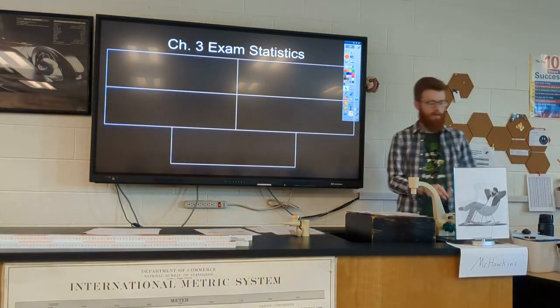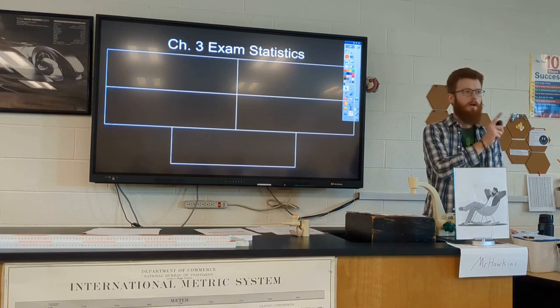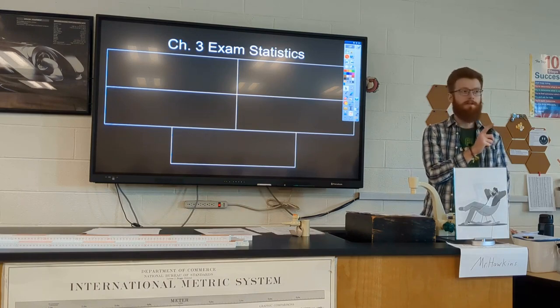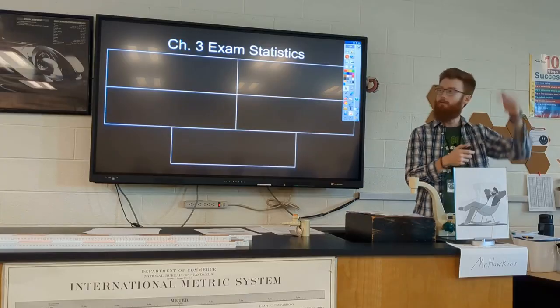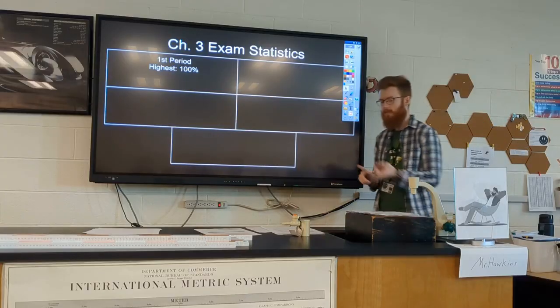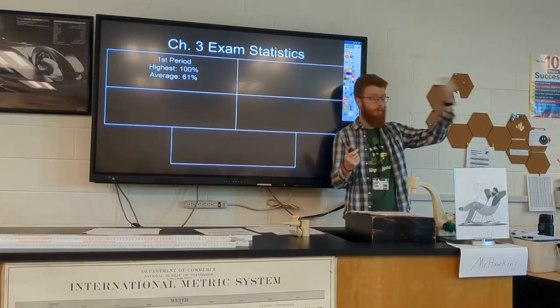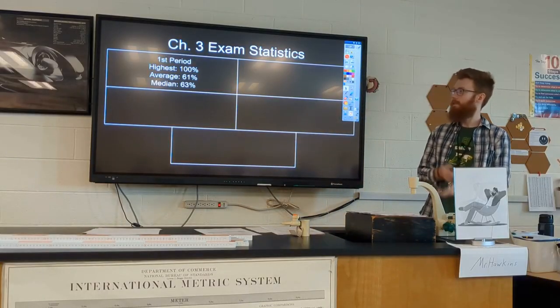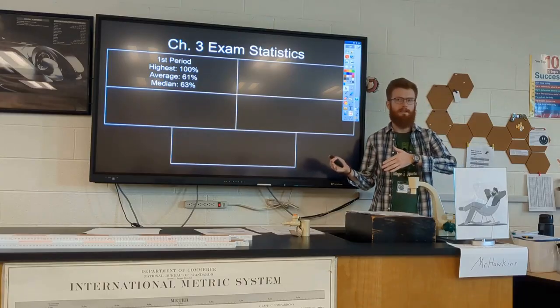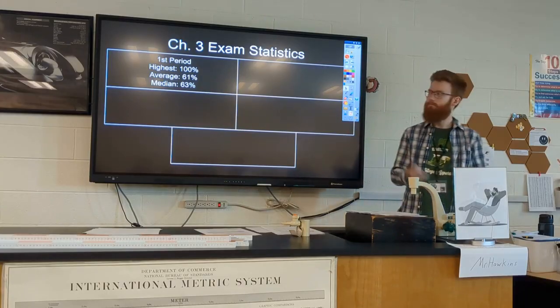Now, we have the rest of the Chapter 3 exam statistics, including our class. Also updated for first and second period because there were some people that took it yesterday and they brought the averages up, so that's good. So first period, highest was a 100. They did bring their average up to a 61, which is better, but still not great. Median 63, which is certainly better. I think it was like a 50 something before. May have been a 60, but still better, but not great.